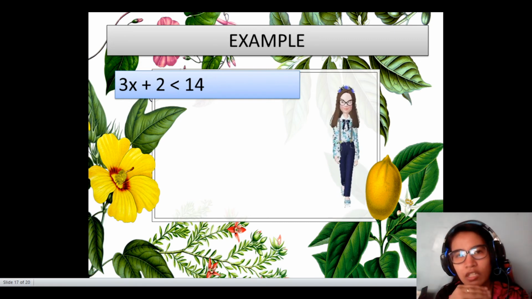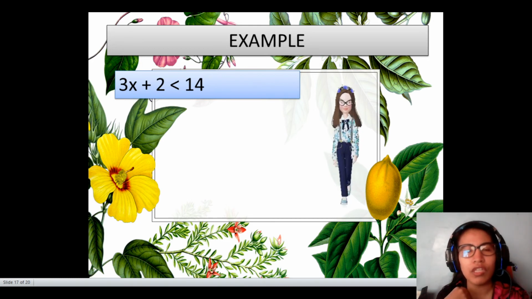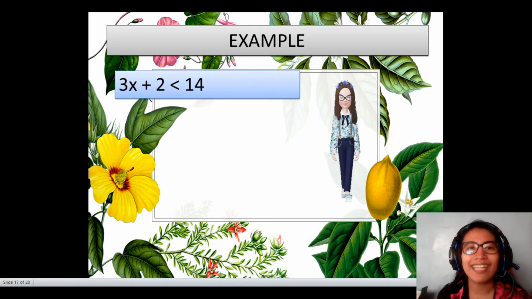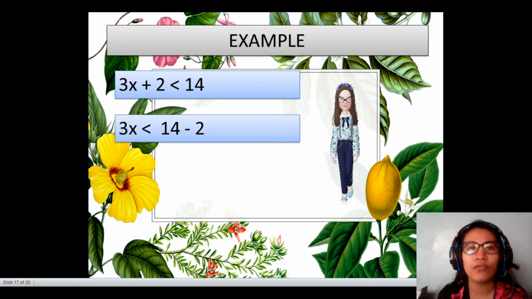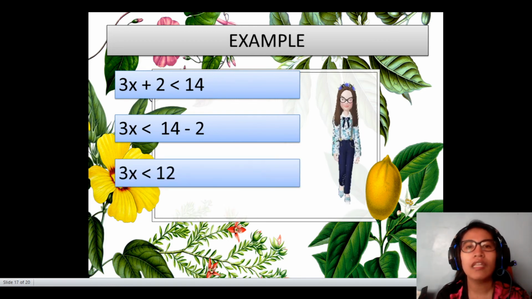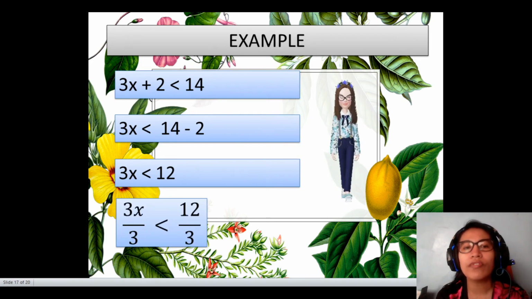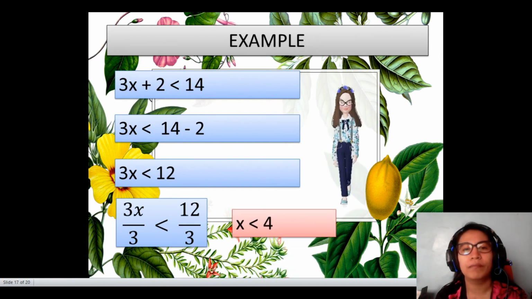It is the same approach, just a different sign because it is an inequality. So you just transpose your positive 2 to the right side of your inequality. That will give you negative 2, leaving the 3x on the left side. So 3x less than 14 minus 2. Now you have 3x less than 12. Then divide both sides by 3. So 3x over 3 less than 12 over 3. Leaving your variable x on the left side, x is less than 4.